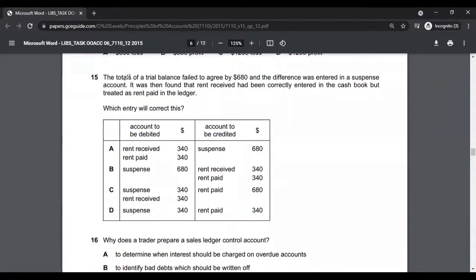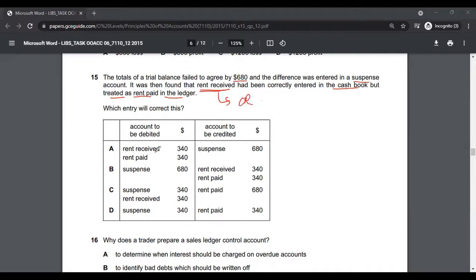Multiple choice 15. The totals of a trial balance fail to agree by $680, and the difference was entered in a suspense account. It was then found that the rent received had been correctly entered in the cash book, but treated as rent paid in the ledger. So it's the rent received. Rent received should have been credited. So let's see where rent received is credited.